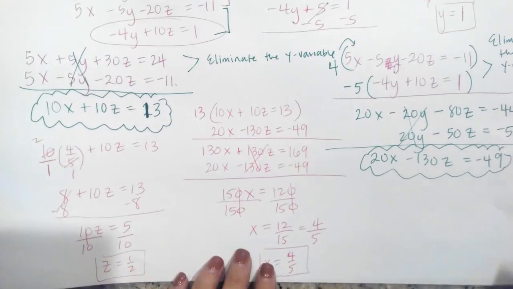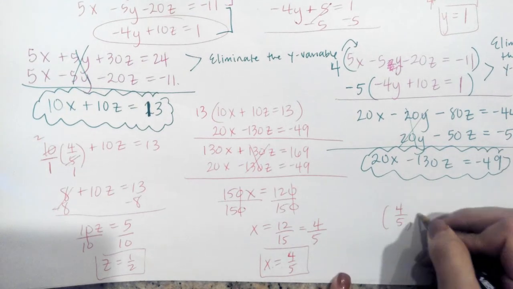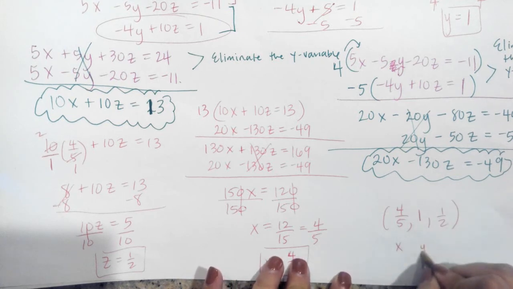So my final answer is going to be positive 4/5. My y is 1 and my z is 1/2. Make sure you guys always label x, y, and z.